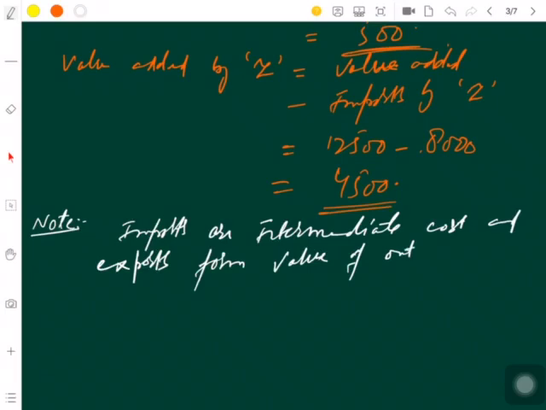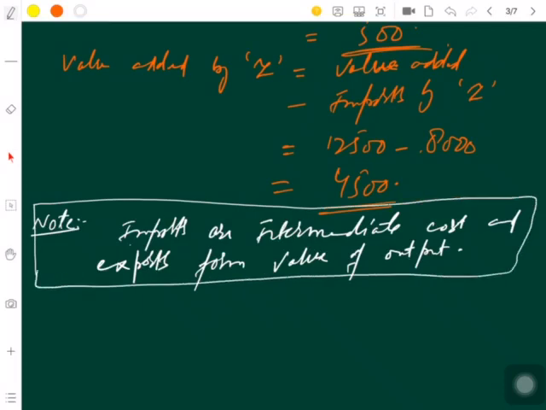As I was saying earlier, imports are to be paid while exports is a receipt concept. You receive money from it. That is why imports are intermediate costs. So that's what we did here in the above example. And exports form what? Value of output. This you have to keep in mind before you proceed with any other example or any other question.